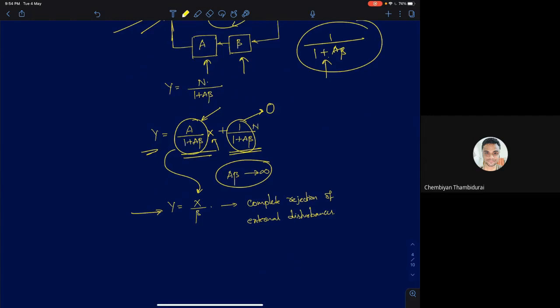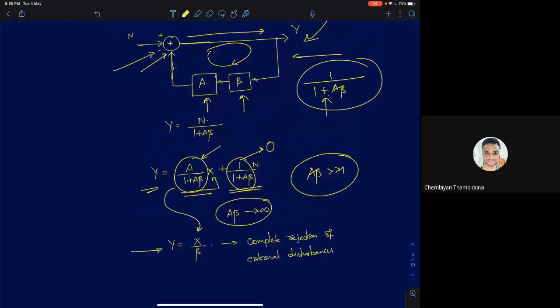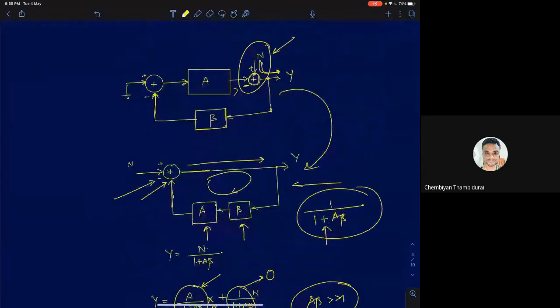So what we can see here is that if your loop gain A beta is much greater than 1, negative feedback has a tendency to completely eliminate external disturbances. So when I say external disturbances, I mean if you add it at this point, the external disturbances are getting added to the output of this amplifier. These are external sources, we don't have control over them, but negative feedback suppresses them as well.